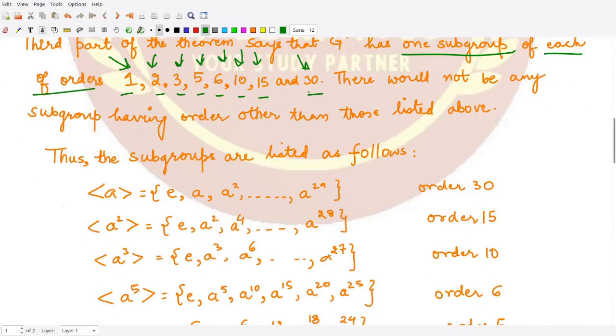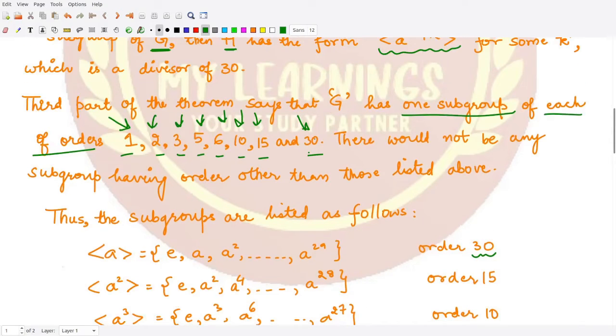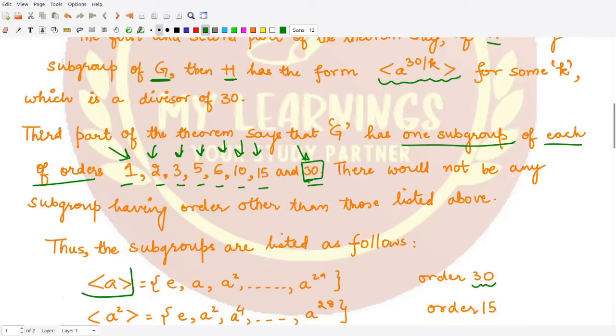So let's see what these subgroups are. The subgroups are obtained when we have the order 30. Right, when the value of K is equal to 30 here, your subgroup would be of the form A raised to the power 30 divided by K, so A raised to the power 1. So the subgroup would be that which is generated by A raised to the power 1. So it would be E. The next element, E, is basically A raised to the power 0, right?